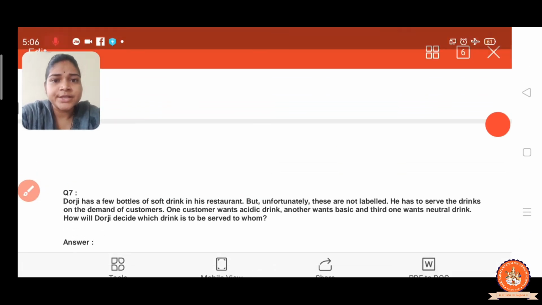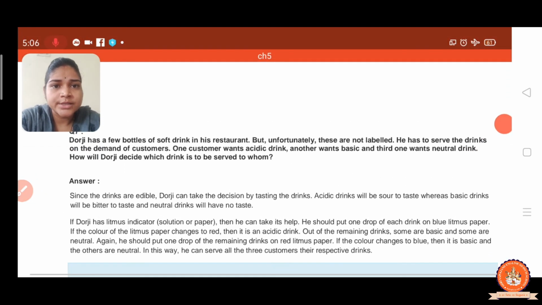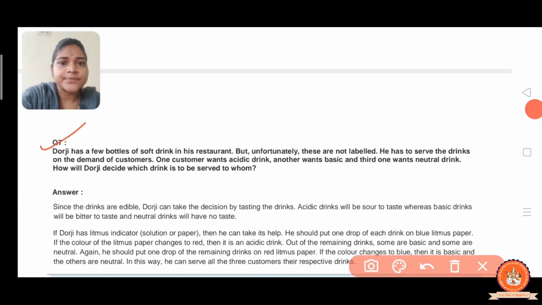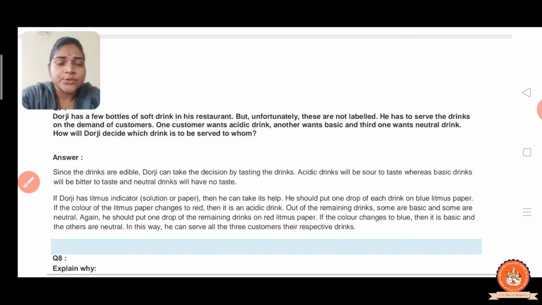Now the next question is Dorji. Question number 7. Dorji has a few bottles of soft drink in his restaurant. So here the owner of the restaurant has a few bottles of drinks. But unfortunately these are not labeled and they don't know which soft drink is acidic, which is basic and which is neutral. Now how can they be identified?